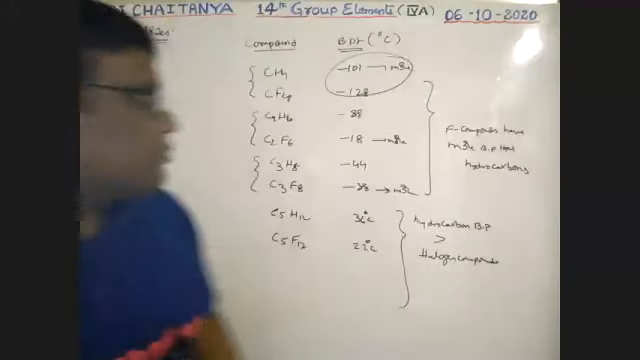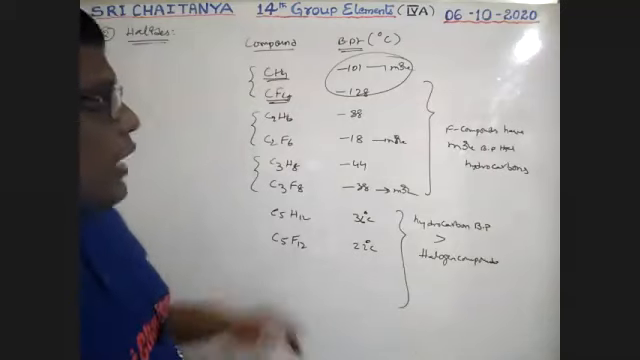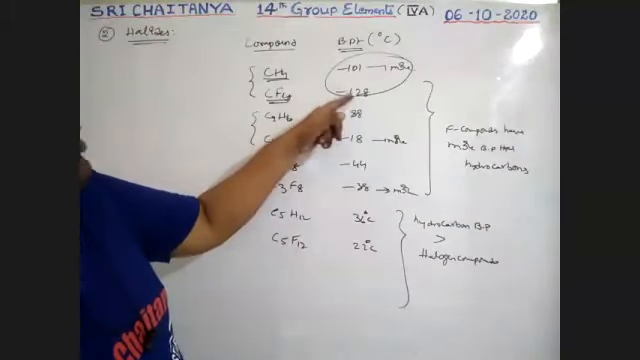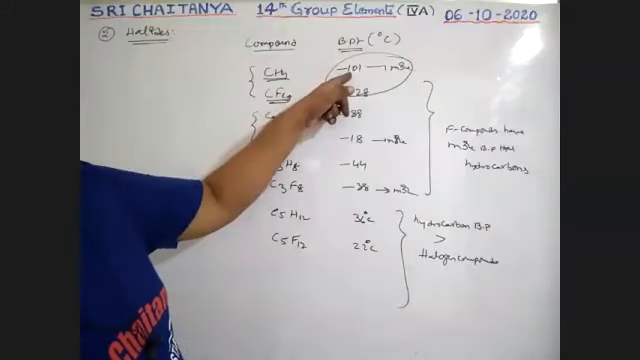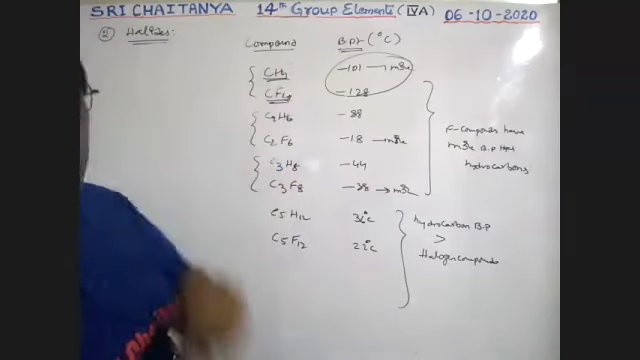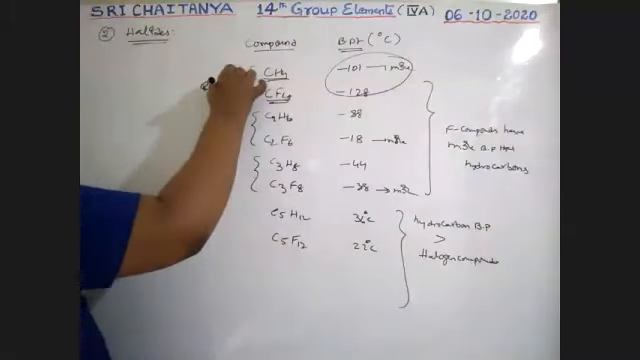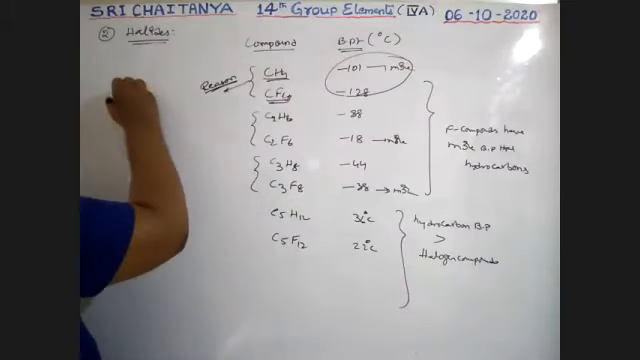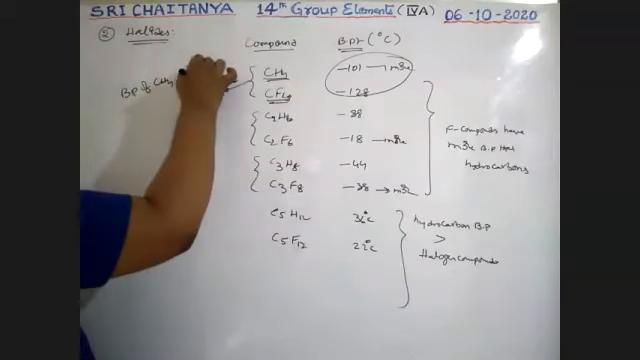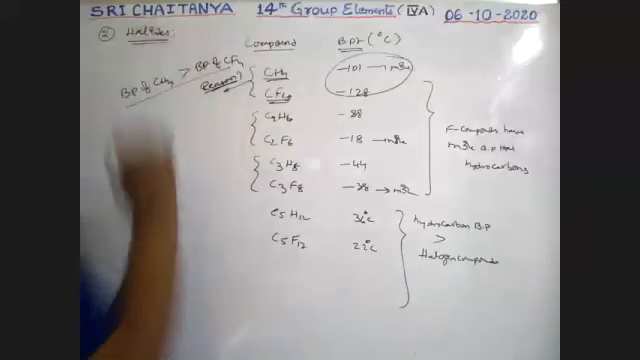But the exceptional case is CH4 and CF4. What we expected is that CF4 has more boiling point than CH4. But actually, what we observe is that CH4 has more boiling point than CF4. What is the reason behind it? The boiling point of CH4 is greater than the boiling point of CF4. What is the reason behind it?